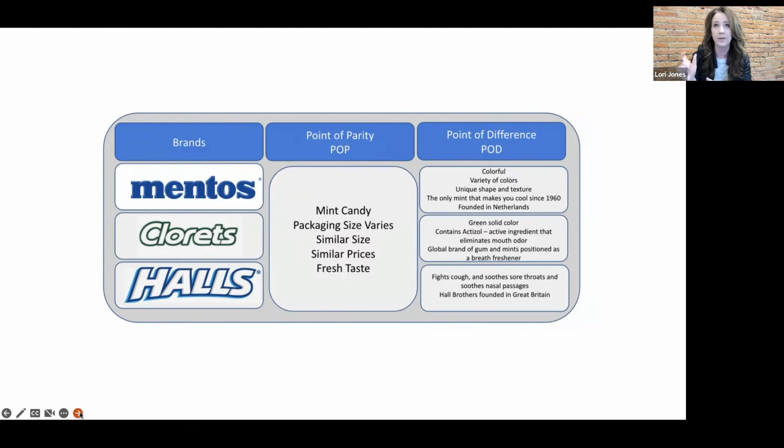And by the way, they're the longest-lasting product in the marketplace. So there's some cachet with that they hang their hat on. Certs has got that wonderful green solid color. Now this is something that they really made up. Retsyn is an active ingredient that eliminates mouth odor.